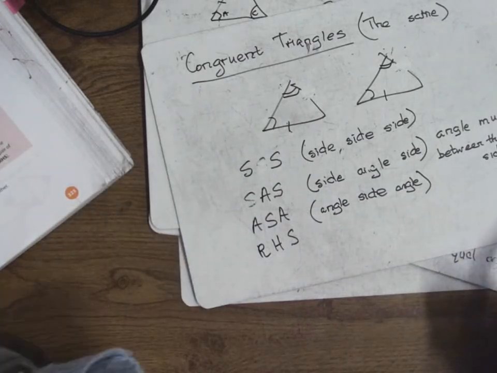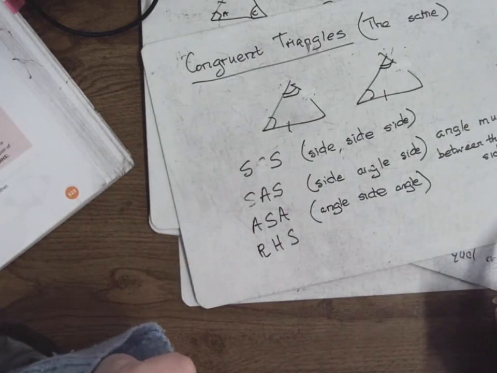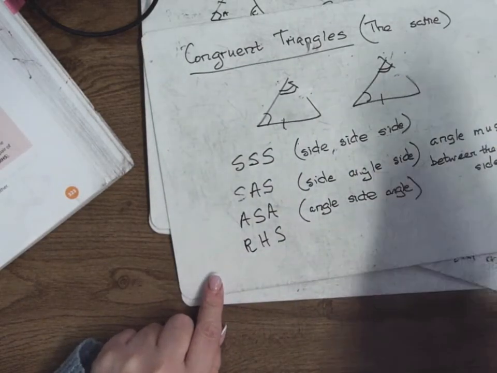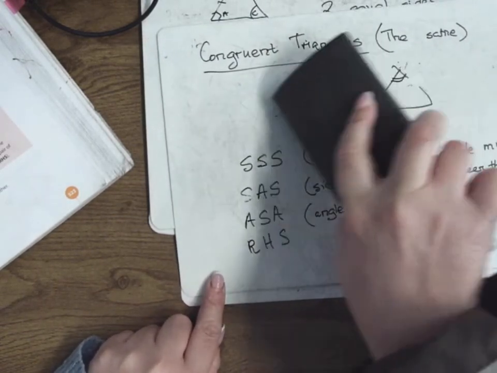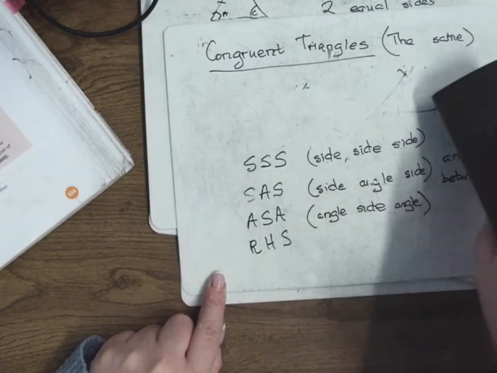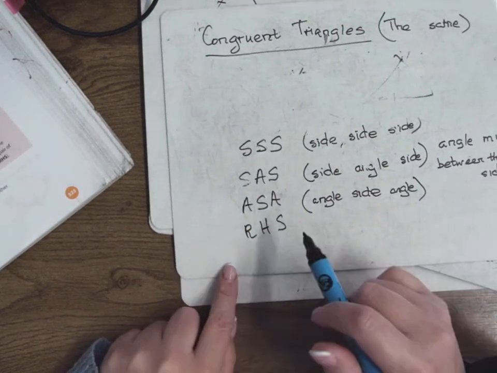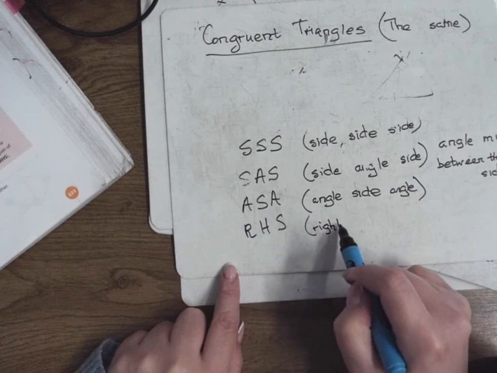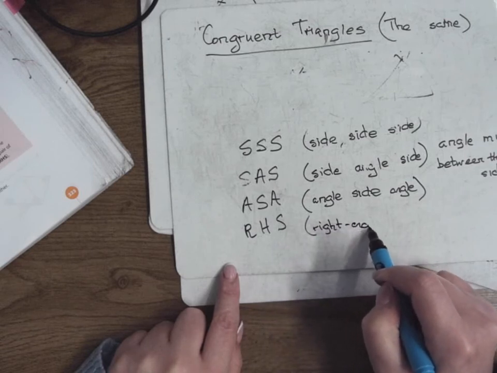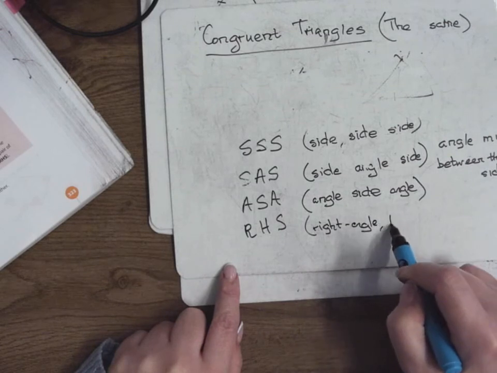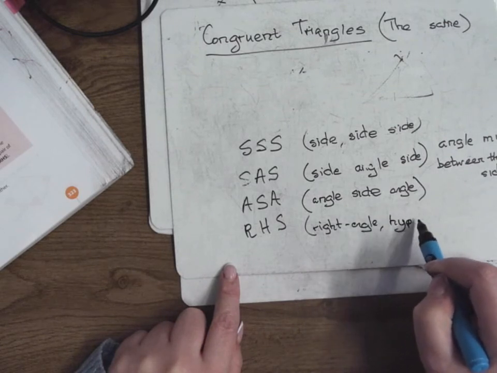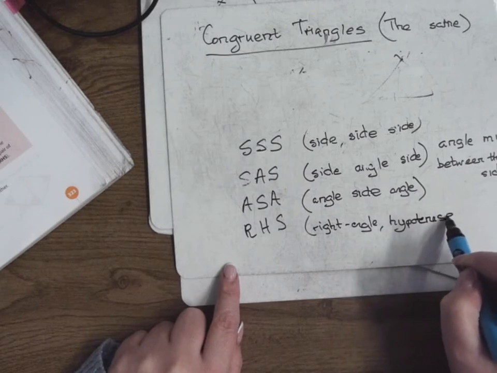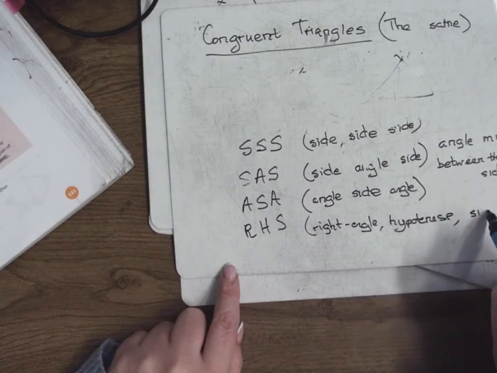Yeah? And finally, the last one, girls, applies to right angle triangles only. RHS stands for the right angle, H stands for the hypotenuse, and S stands for any other side. So this is just a special one for right angle triangles.